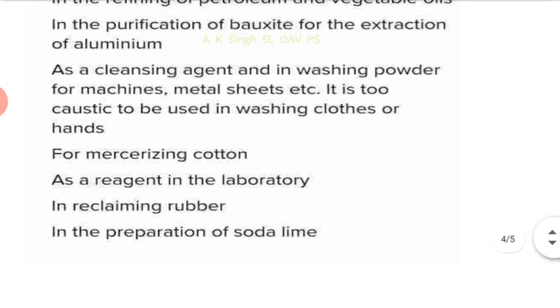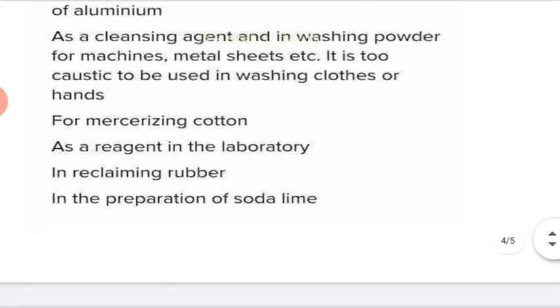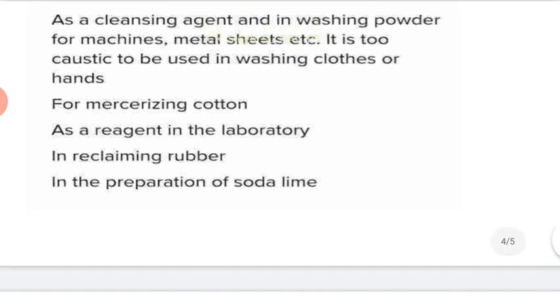It is also used in reclaiming rubber. It is also used in the preparation of soda lime. Washing soda, baking soda, etc. are also manufactured.